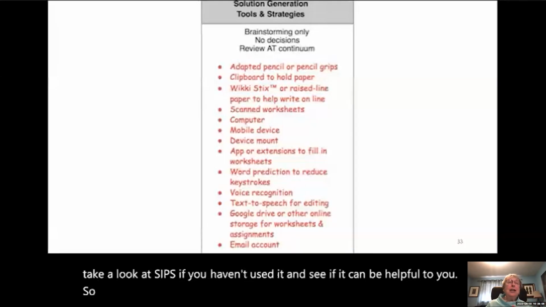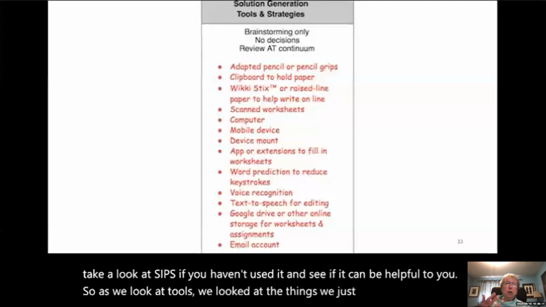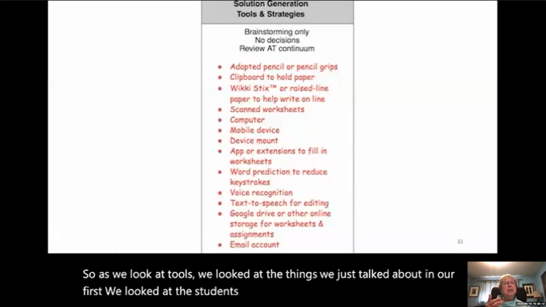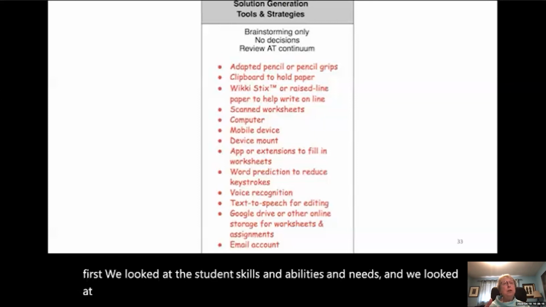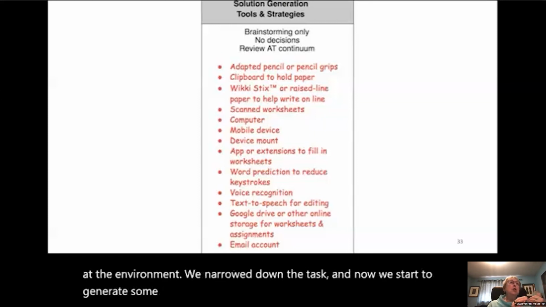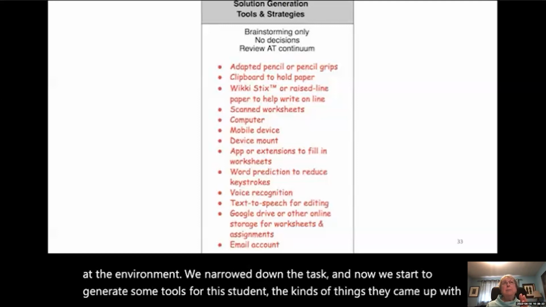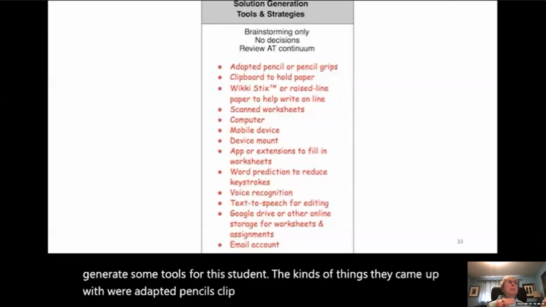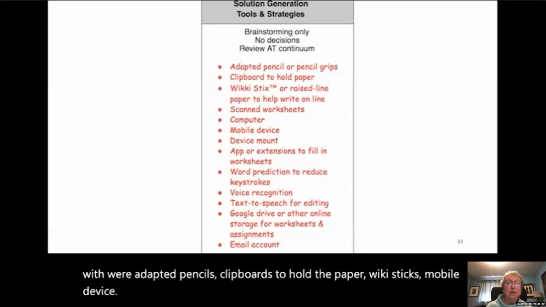So as we look at tools, we looked at the things we just talked about in our first, we looked at the student's skills and abilities and needs, and we looked at the environment, we narrowed down the task, and now we start to generate some tools for this student. The kinds of things they came up with were adapted pencils, clipboards to hold the paper, wiki sticks, mobile device, lots of different things.